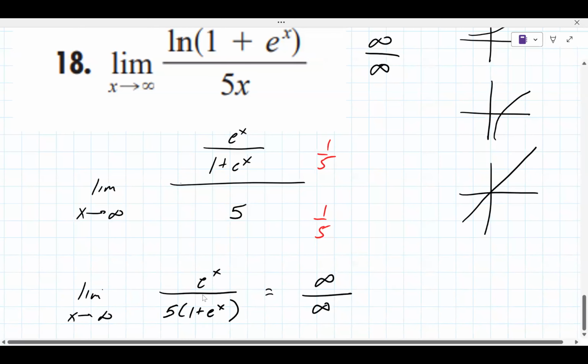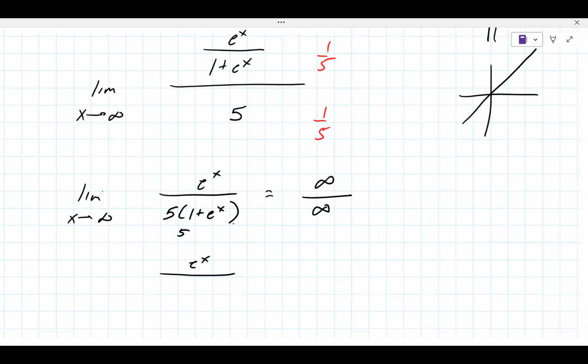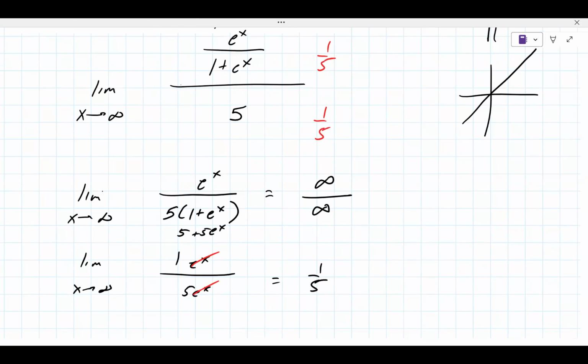So now you got to take another derivative. That's where it might have been good to write it out. So the derivative of the top is e to the x. The bottom's derivative is 5 e to the x. And you can cancel those. When you cancel, what's left over on the top? 1 over 5. Yeah, that's your answer. Okay, that makes sense. Questions on that? No. We're gonna keep going to more difficult ones.